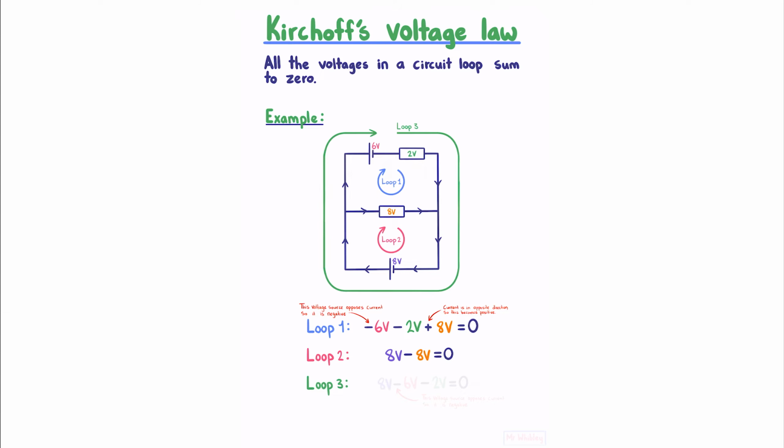For our outside loop 3, we'll once again start here and encounter our 8 volt power supply. We next encounter our 6 volt power supply, which because it's opposing the current, is negative, as it was in loop 1. We then encounter our 2 volt resistor, which is subtracting 2 volts from our current, and that completes our loop, and so all of that sums to 0.